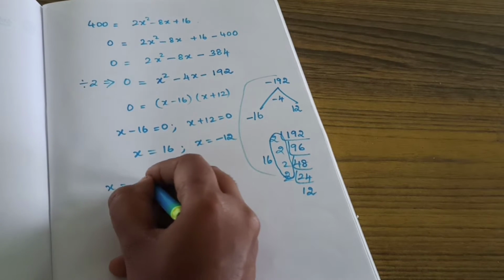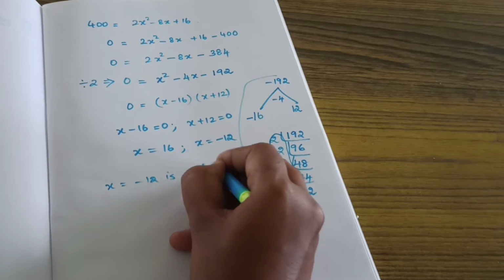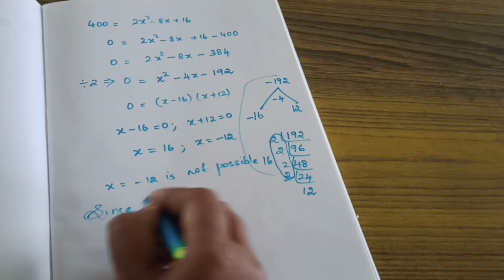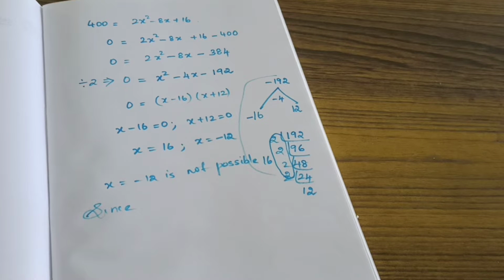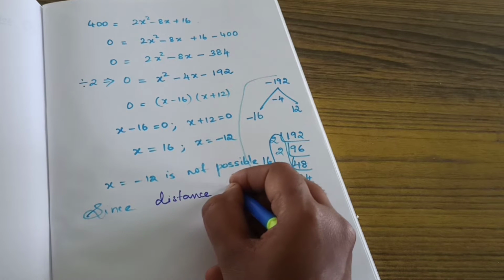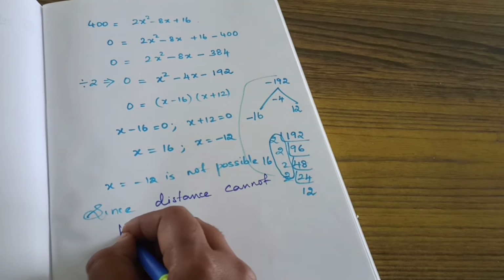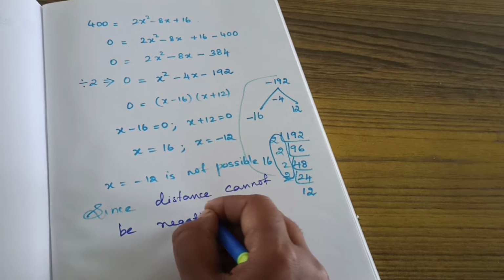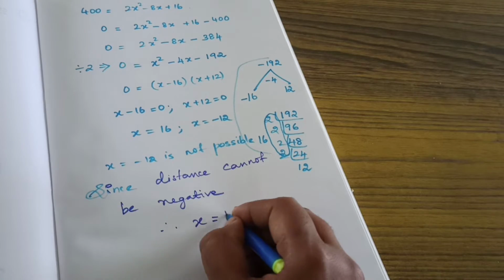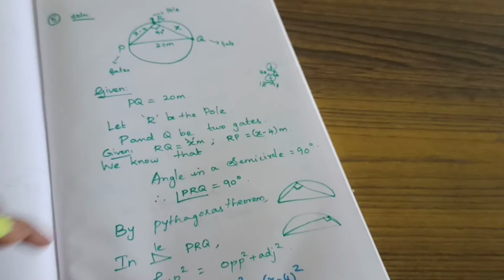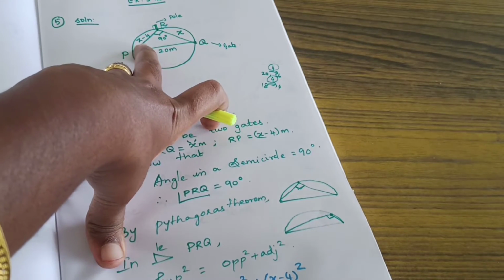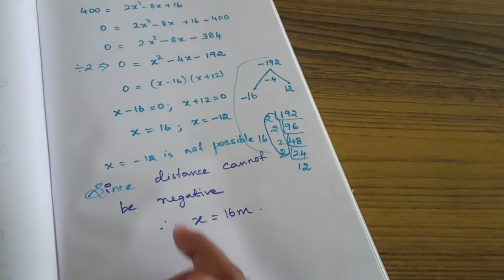So x equal to minus 12 is not possible because distance cannot be negative. Therefore, x equal to 16 meters. So this x value we got is 16 meters. So what is the distance between P and R? 16 minus 4 is equal to 12 meters.